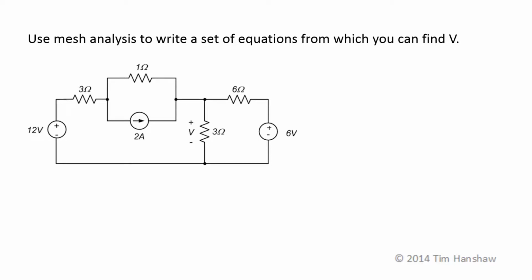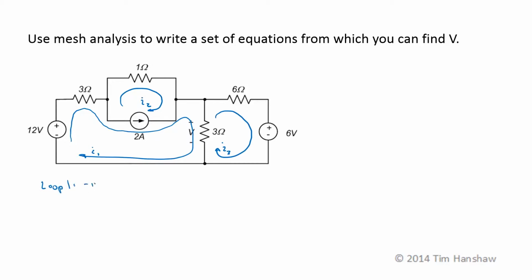Let's do this problem without doing constrained loops at all. We'll define 3 mesh loops in the non-overlapping areas. So I'll have one non-overlapping area here, I1. I'll have a mesh current I2 here, and I'll have a mesh current I3 over here. Now I just charge in and start writing KVL.